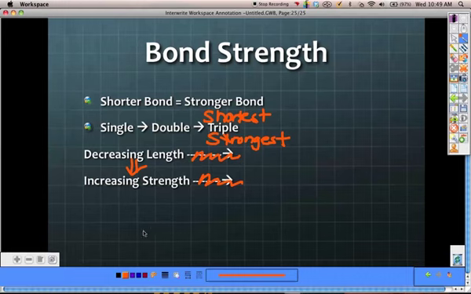There's more being shared. It's holding them closer together. That makes it stronger, harder to rip apart.